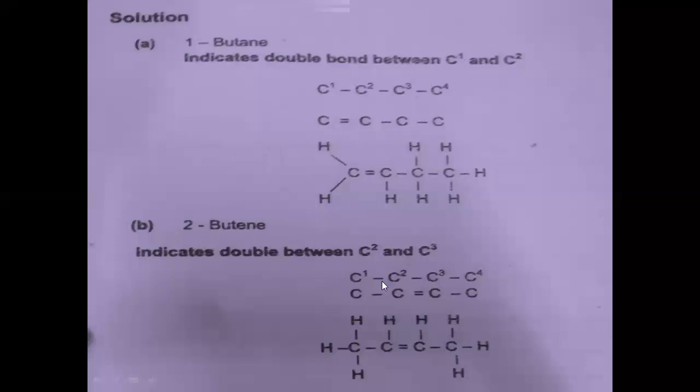The difference between 1 butene and 2 butene is that in 1 butene the double bond is present at carbon number 1, and in 2 butene the double bond is present at carbon number 2 and the carbon next to it, that is carbon number 3. We will do the same. We will complete the 4 bonds of each carbon atom by attaching hydrogen atoms to each carbon atom. So these are the structural formulas of 1 butene and 2 butene.